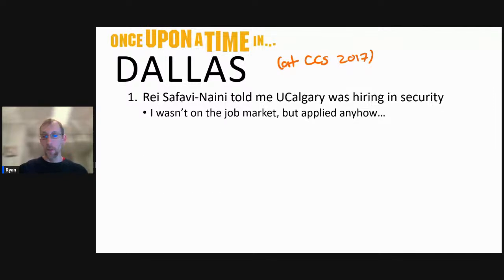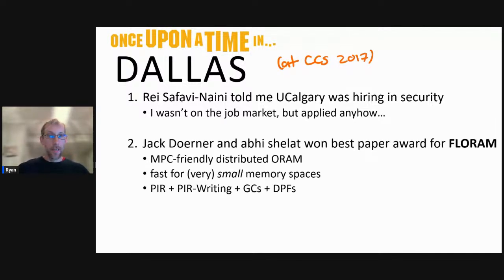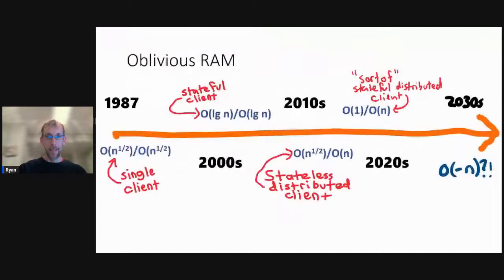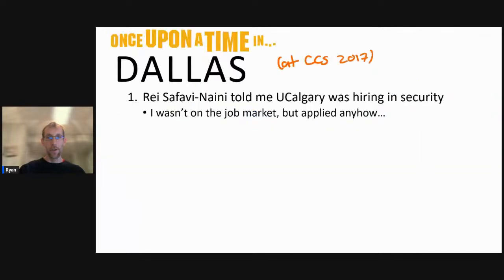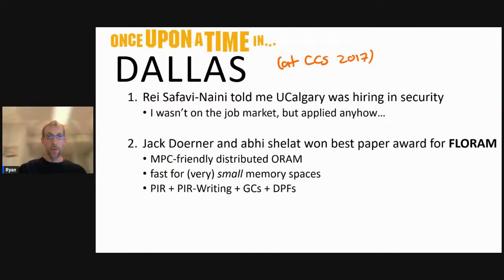The other thing that happened at that conference was Jack Doerner and abhi shelat won the best paper award for their protocol FlowRAM. And so actually, if I go back to this, the 2010s here, where I said the stateless distributed client protocols first came out, FlowRAM was the first of those. And it was a really, really slick construction.